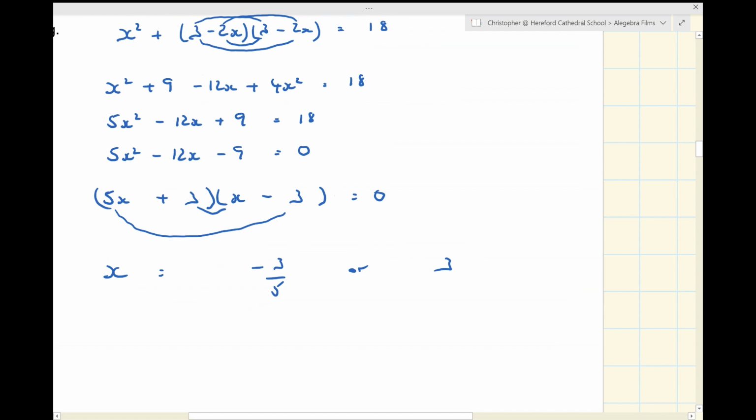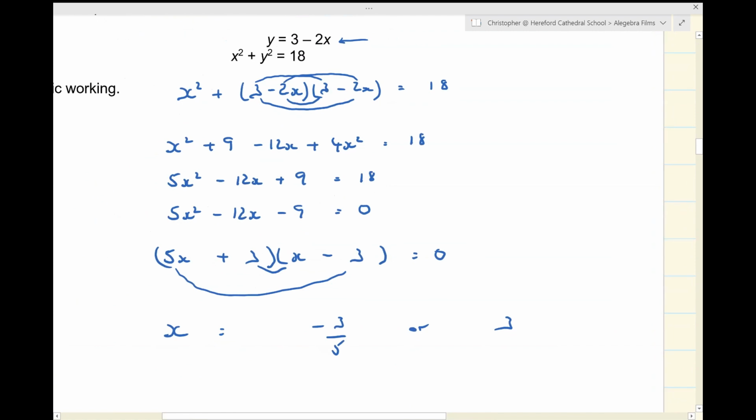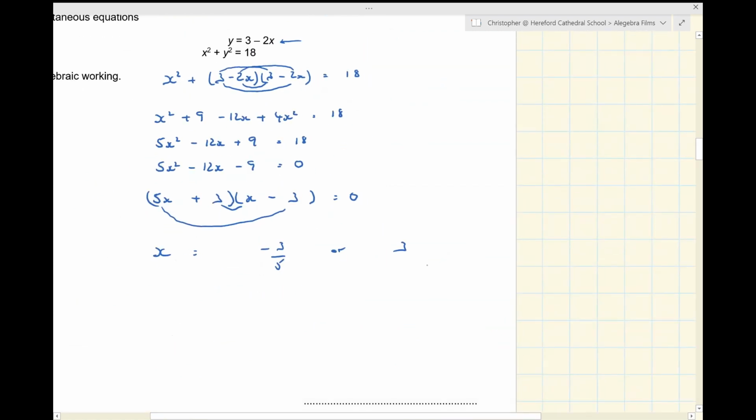Okay. Now, how am I going to find y? Well, I've got this equation up here for y. y is 3 minus 2x, isn't it? So y is going to be 3 minus 2 times minus 3/5, which is 3 plus 6/5, which is 4 and a fifth.